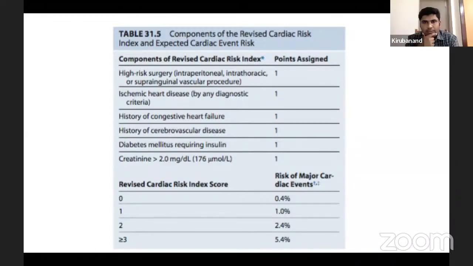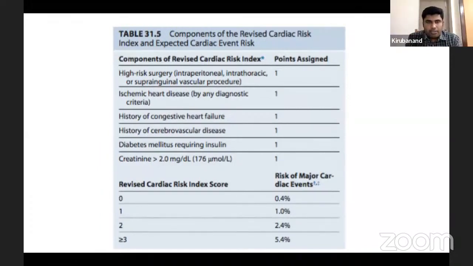What is the specialty of the NSQIP questionnaire? It also includes ASA grading. Okay, yes, so there is an update of ASA grading. Yes, recently in 2020 they published a new grading system for ASA.